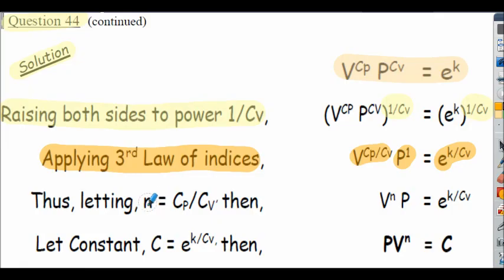The question states that n is equal to Cp divided by Cv, so we can now write v to the power of n multiplied by p is equal to e to the power of k divided by Cv. And if we let constant c equal e to the power of k divided by Cv, which is a constant, then we end up with Pv to the n is equal to c. This is what we were asked to prove in the question. So again, a very complicated solution, question 44, but hopefully I've included enough steps to help you understand the way the solution unfolded.